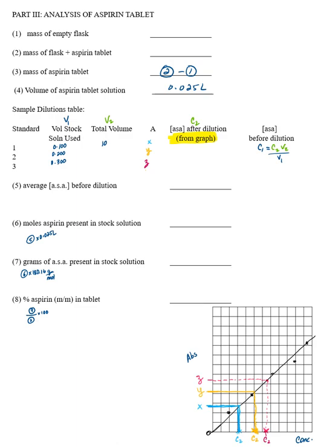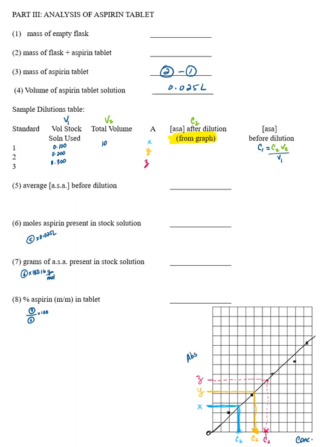So you're calculating C1, right? You have your C2, the 3 values that you're getting from the graph. V2 is the same for all 3, which is 10 milliliters. And then your V1 is the volume that you're taking from your aspirin tablet solution, your 0.1, 0.2, or 0.3 milliliters. So with that, you're calculating C1. So you have 3 values of C1.